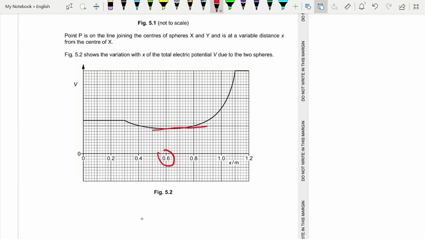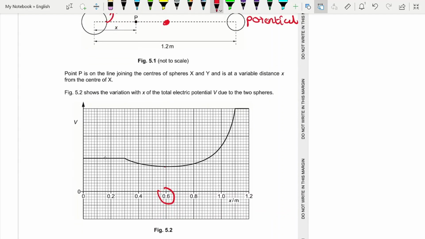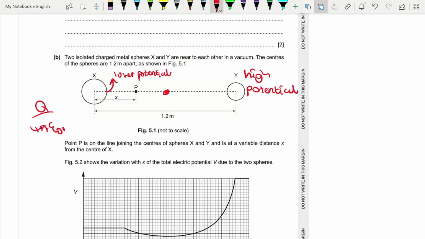Because for me to do work to move away from X, I reach a point where it's the midpoint for me to do enough work to move towards Y. So it tells me the two charges of these things are the same, because it's only at the midpoint where I have the same separation from the center of X, 0.6, and the same separation from the center of Y, 0.6. From the formula Q over 4 pi epsilon r, it's only at 0.6 where you have the same distance and a potential of 0.